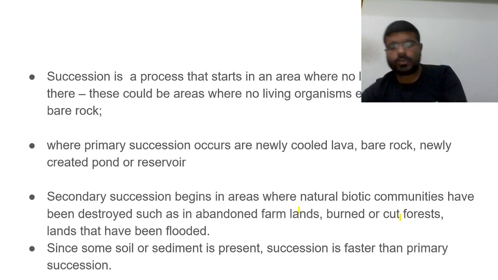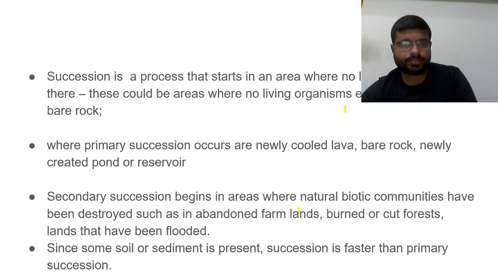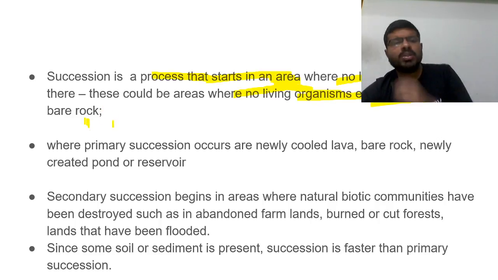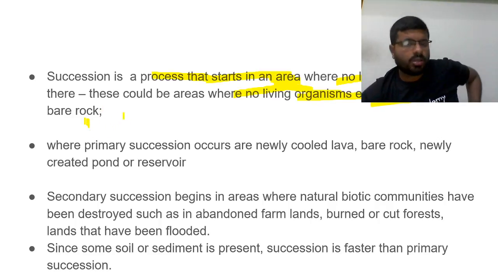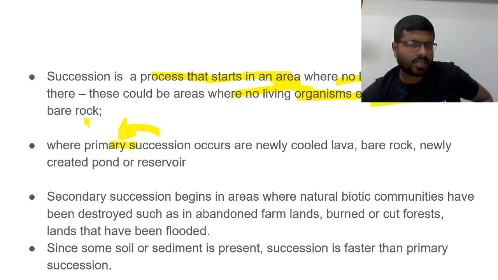Then, another point. Succession is a process that starts in an area where no living organisms are there. That is, there could be areas where no living organism ever existed, say a bare rock. Just now I have given an example. Or else, a new volcano is created. Then immediately, how is this succession happening as a process? There is a kind of succession called primary succession.